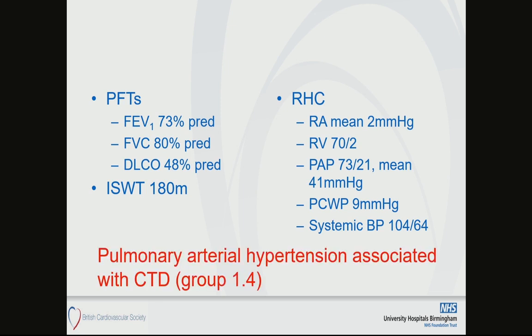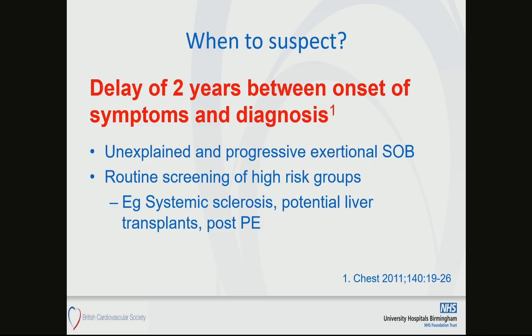So this is pulmonary arterial hypertension associated with connective tissue disease. That's group 1.4. And the reason why I've shown that case is that when I saw this echo, I went back through her previous investigations, and she'd had these findings for 5 years with this sort of progressive breathlessness that nobody had acted on, even though she had systemic sclerosis. So on average, there was a delay of 2 years between the onset of symptoms and the diagnosis.